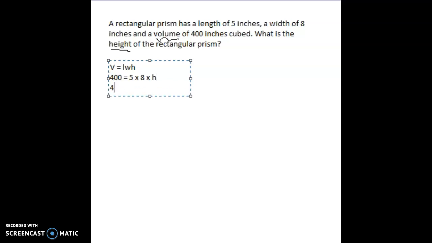The next step, what I would do is, since 5 and 8 are next to each other, I'd go ahead and do the multiplication. So if I do 5 times 8, I get 40. So now instead of 5 times 8, I can put in 40. So we have 40 times a mystery number gives us 400.